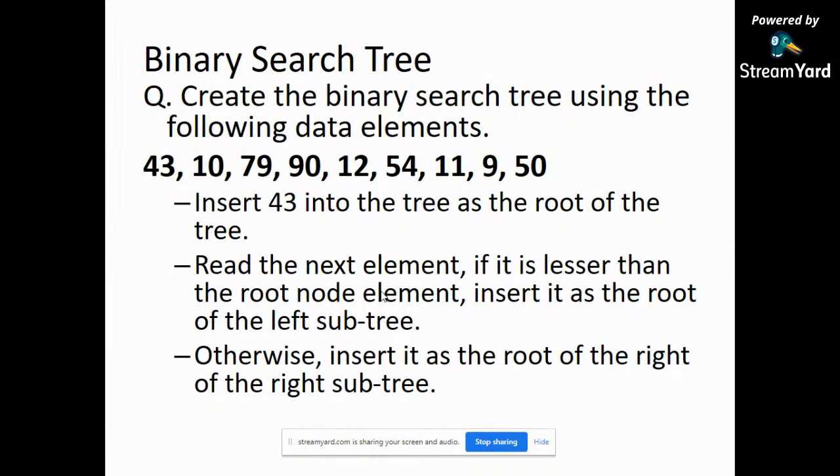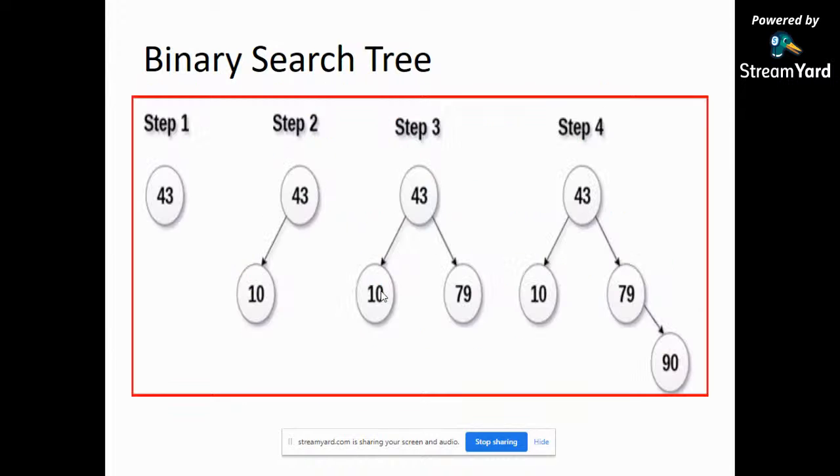Now next is an example. Create the binary search tree using the following data elements. We have to start with 43 and follow this sequence only. So 43 will become your root node. After 43, the next element is 10. Since 10 is less than 43, we have to insert it in the left of the tree. The next node is 79. 79 is greater than 43, so we insert it in the right part, and so on.